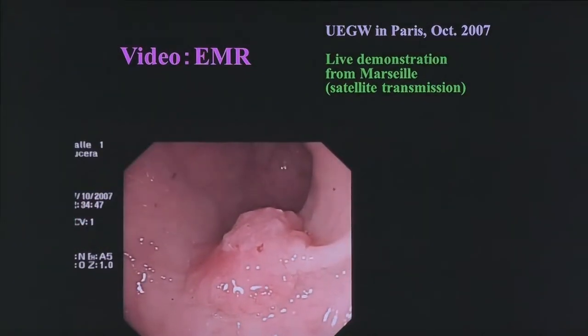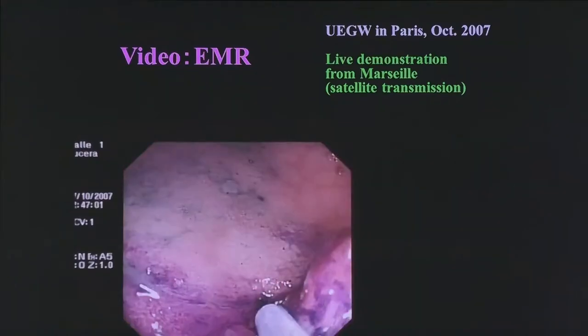So the lesion was in the rectum and 20 millimeters in diameter.